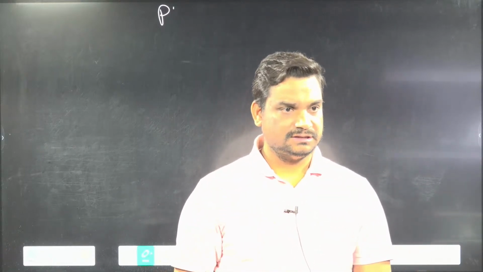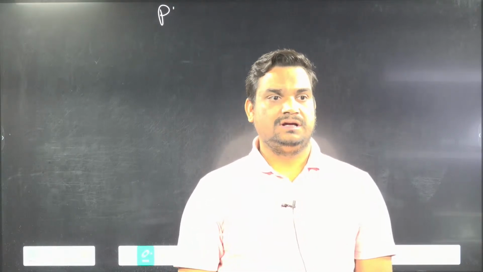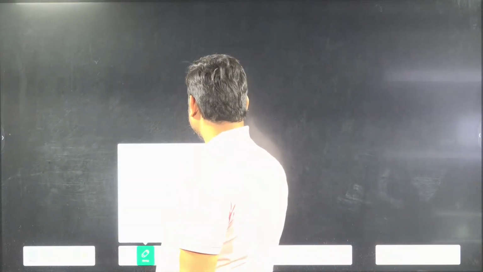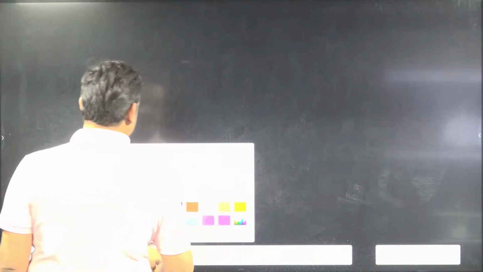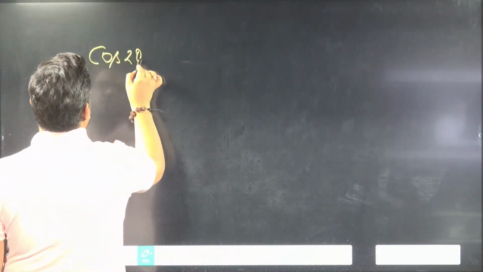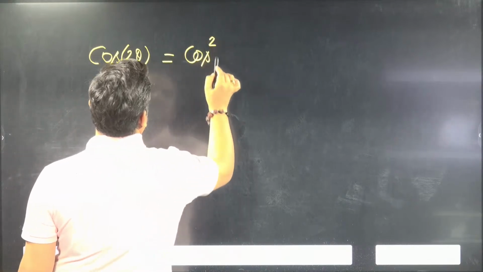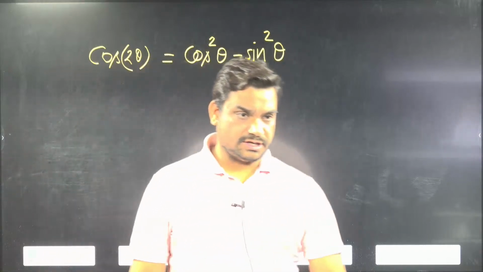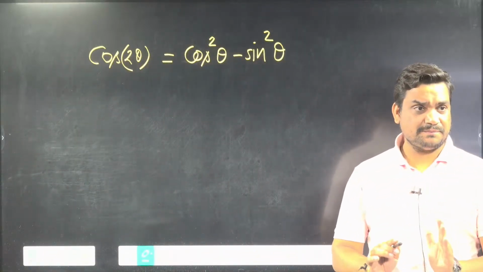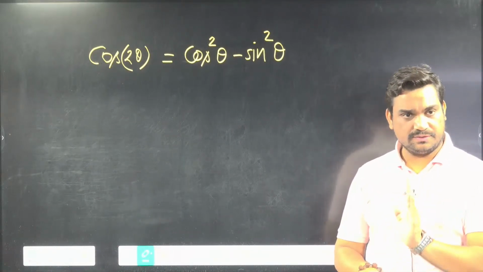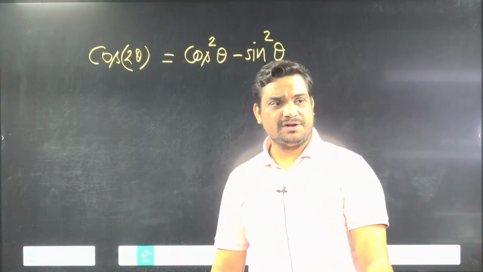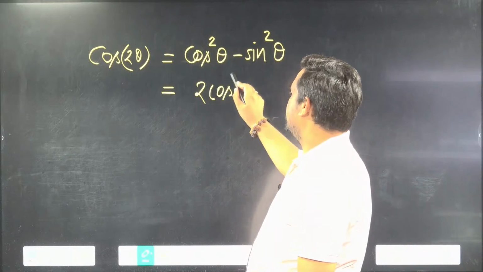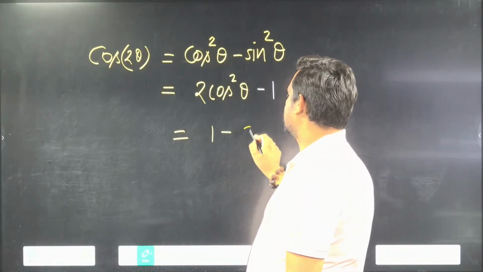Sine, cos, both done. Means this formula for cos. If not done, then I'm writing, you have to mug up this thing. If you remember, it will be better. Cos 2 theta will be equal to cos square theta minus sin square theta. Cos not done, okay? So I'm writing here. You can keep these, we'll use somewhere, not regularly. And then this is 2 cos square theta minus 1, and then 1 minus 2 sin square theta.